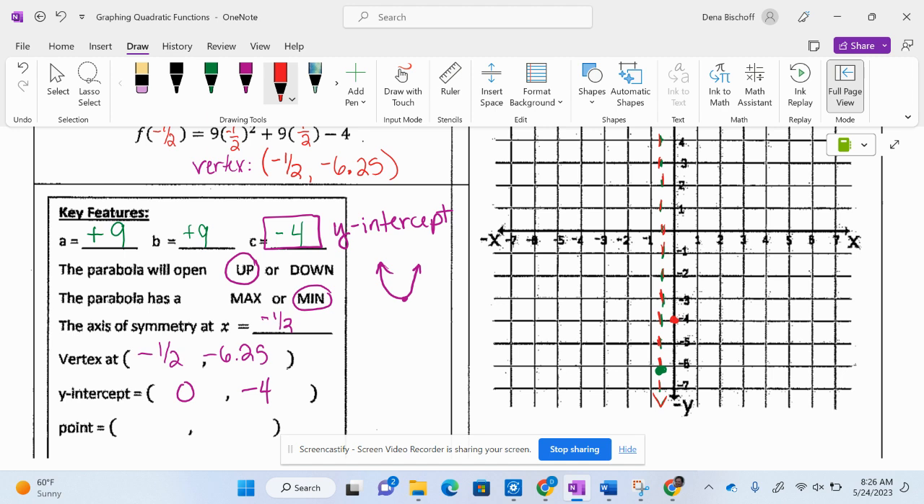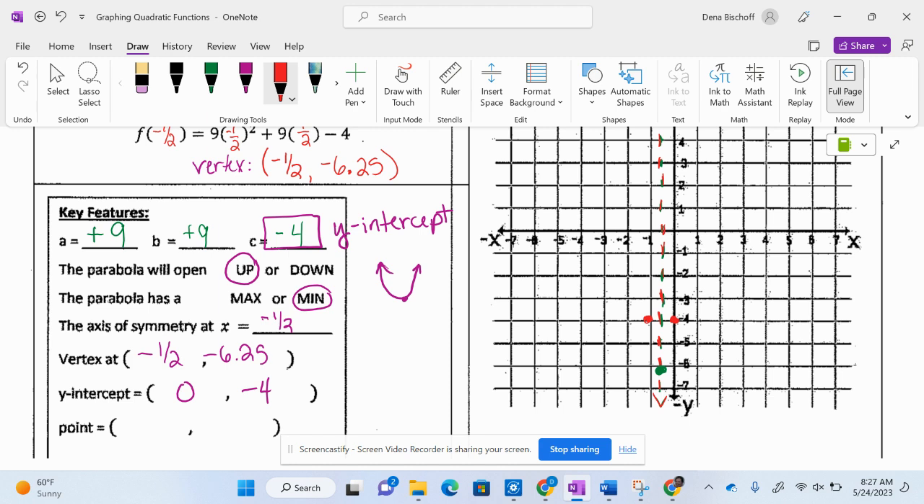How far away is this point from the axis of symmetry? How far away is this point right here from this line? It's half of a unit away, right? It's that magical fold. So that means I can go half a unit on the other side because they're mirror images. They're symmetrical. So if it equals -4 here, it equals -4 there.